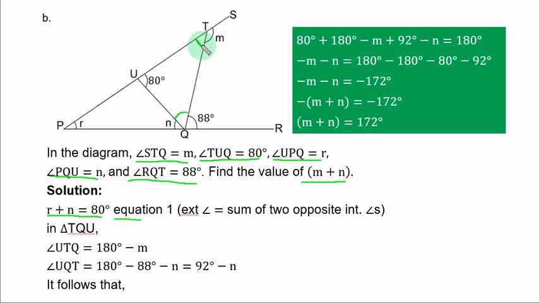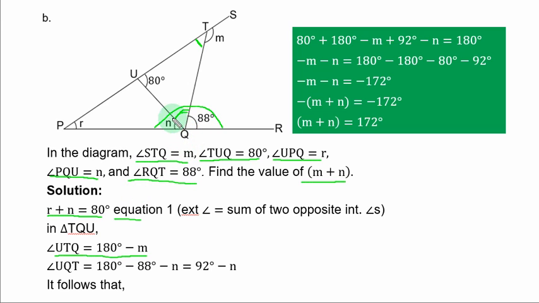Because we need UTQ, you subtract m from 180. So angle UTQ is equal to 180 degrees minus m. So we know one angle there. Then to get this angle, if you add these three angles, their sum is 180. Sum of angles in a straight line.